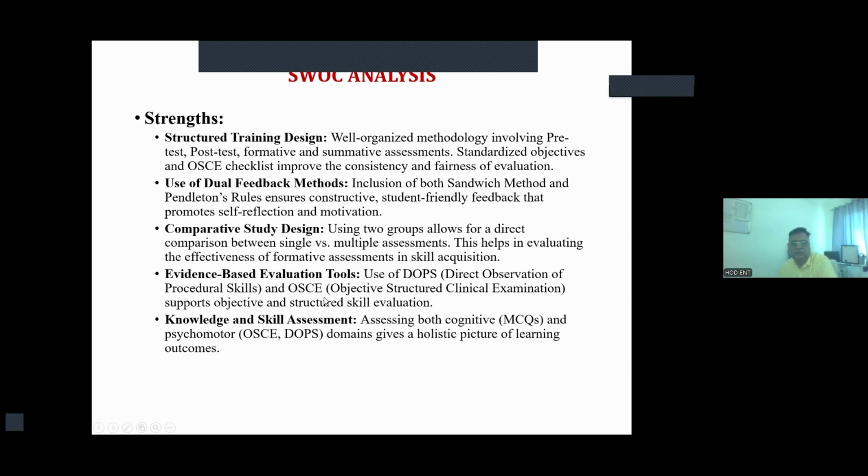Comparative study design using two groups allows for a direct comparison between single versus multiple assessment. This helps in evaluating the effectiveness of formative assessment. Evidence-based evaluation tools like DOPS and OSCE were used, which are standardized, and there is no doubt about the efficacy of these methods. Knowledge and skill assessment, assessing both cognitive as well as psychomotor domains, gives a holistic picture of learning as per Miller's pyramid.